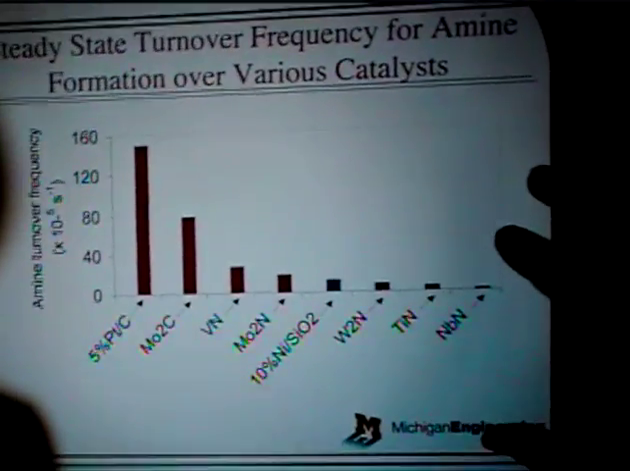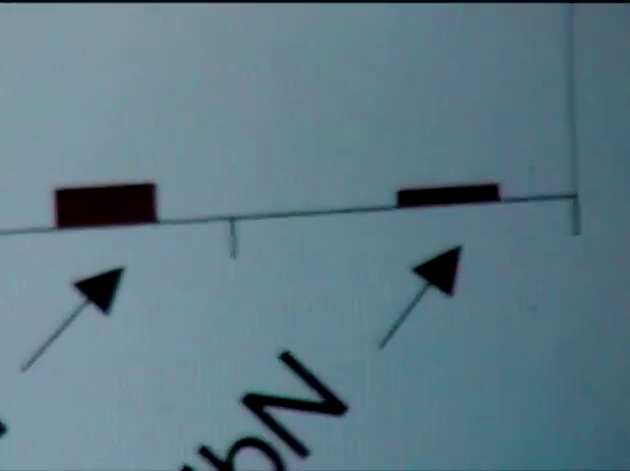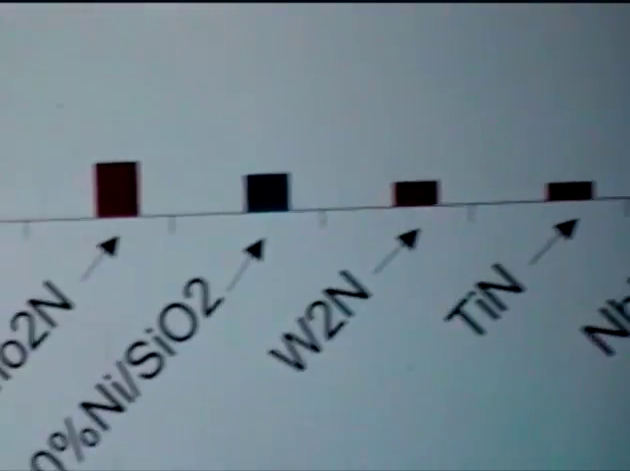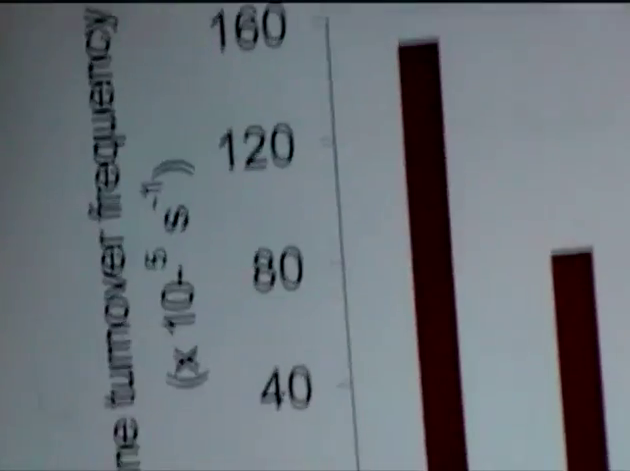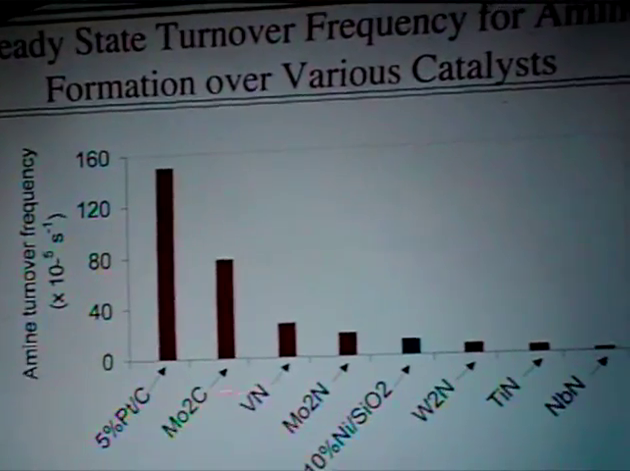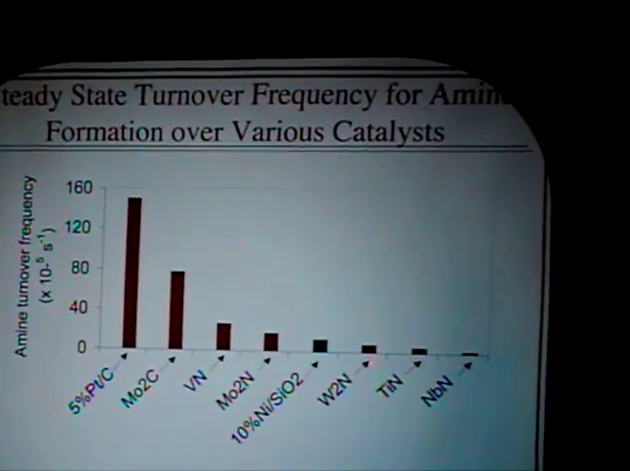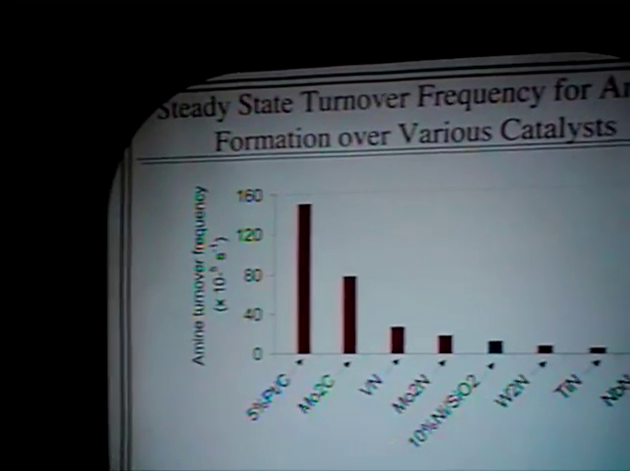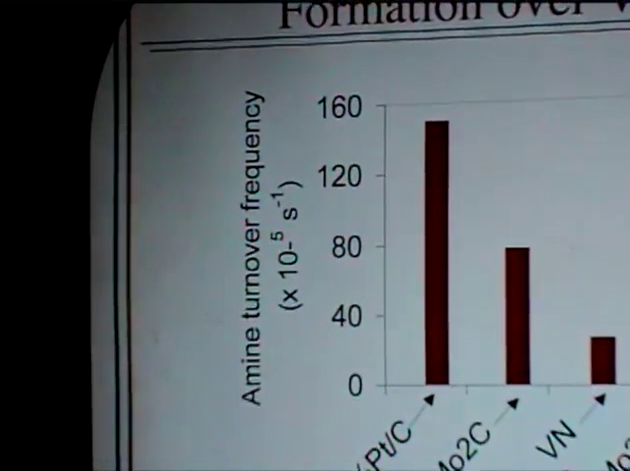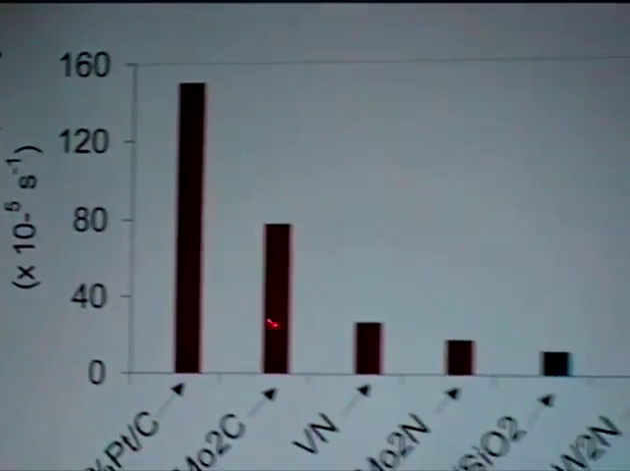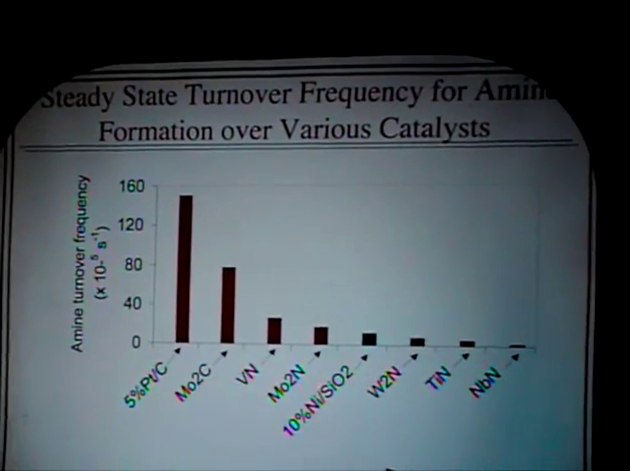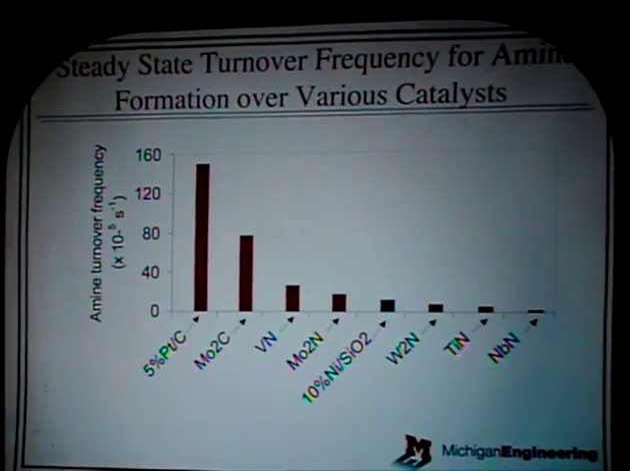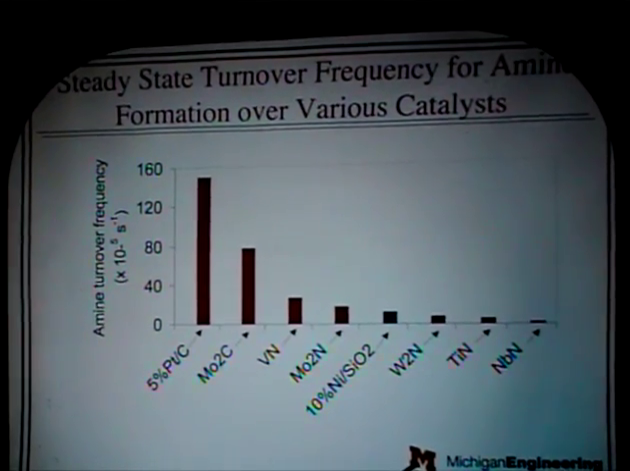Now, coming to the steady state behavior of these materials, these are the turnover frequencies for the formation of amine for various catalysts. What we find is that 5% platinum on carbon has a very high turnover frequency. However, for some of our materials, molybdenum carbide and nitride, the turnover frequency is definitely much higher as compared to the 10% nickel on silica, which is considered a typical benchmark commercial catalyst. Molybdenum carbide is definitely higher, followed by vanadium nitride and molybdenite, and some of the nitrides have lower values as compared to 10% nickel on silica. These are tungsten nitride, titanium nitride, and niobium nitride.